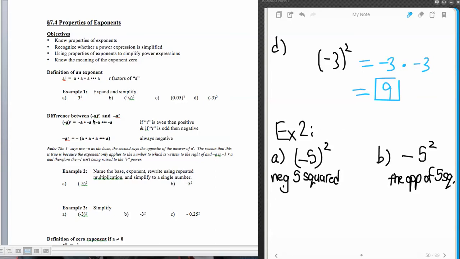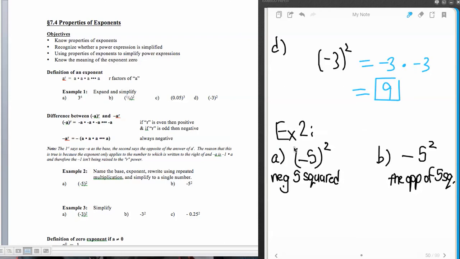Which leads us to the difference between a negative number being raised to an r power and the opposite of a number raised to an r power. The first one, the negative number raised to the r power, says we're going to take that negative number and use it as a factor r times. If r is an even number, we end up with a positive, like we did in part D. But if r is odd, it's going to be a negative number. When we say the opposite of a to the rth power, that means the opposite of a used as a factor r times. That's always going to be negative. Down here in this note, you'll see what I've said there.